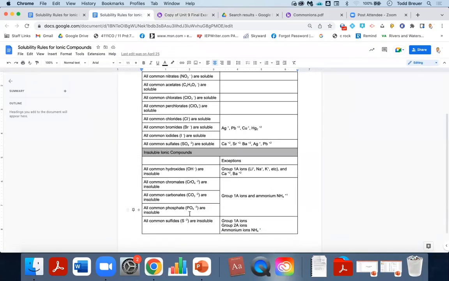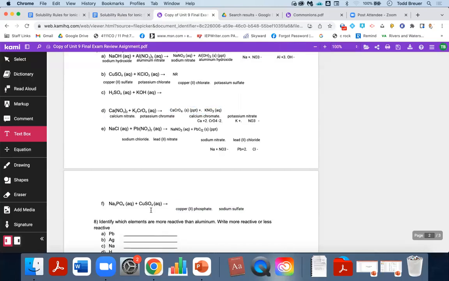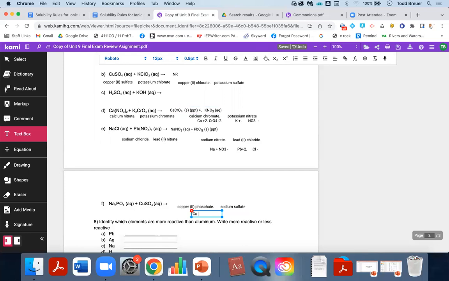So in this example, we've got a phosphate that has copper attached to it. Phosphate is insoluble unless it's a group 1A ion. Well, copper's not a group 1A ion. So we have to write the formula by knowing the charges. Let's say copper is +2. Phosphate, PO4, is -3. Sodium, I know, is +1, and sulfate, SO4, is -2.